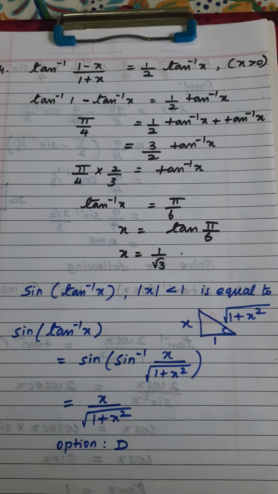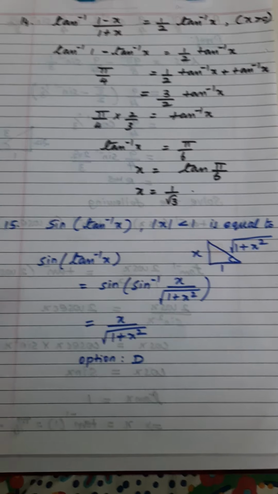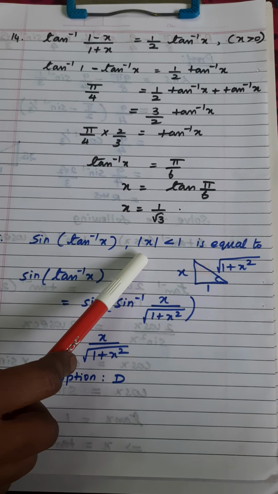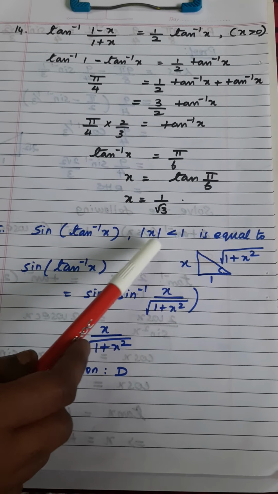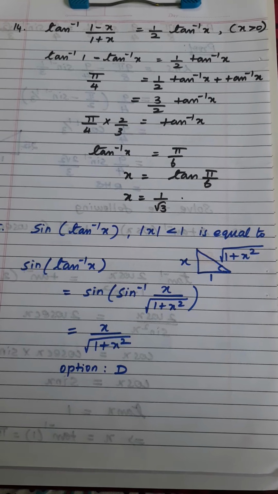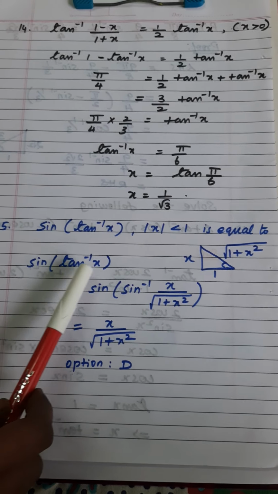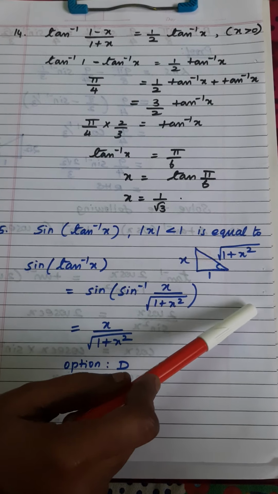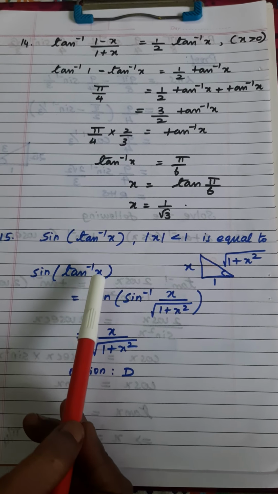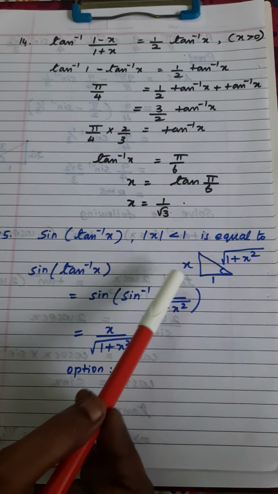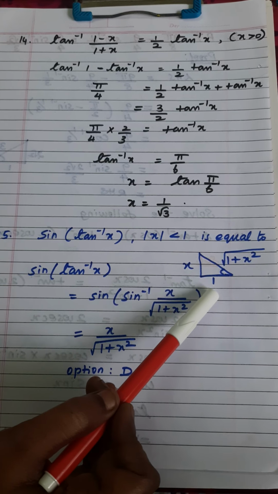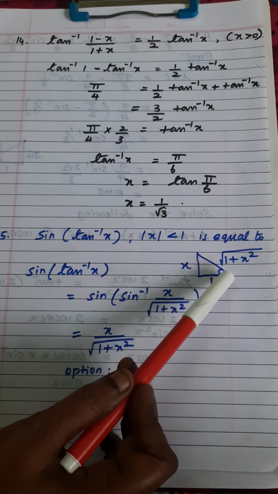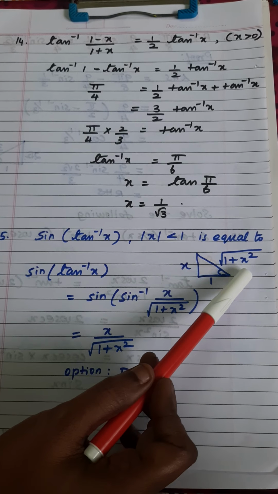Now we will see question number 15, that is objective. Sine of tan inverse x, where modulus of x is less than 1, is equal to... we are going to find out what is the value of this expression. Sine tan inverse x. So for tan inverse x, draw a right angle triangle. Tan is opposite by adjacent, so here opposite is x, adjacent is 1. Now we will find the hypotenuse by using the Pythagoras property, that is root of 1 plus x square.